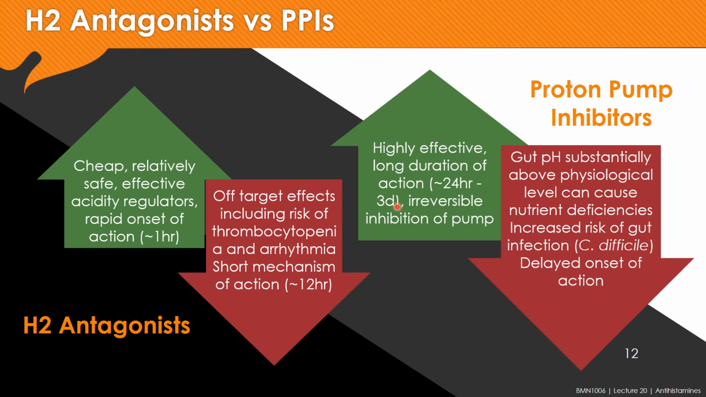to 3 days. But with the use of PPIs, pH can increase, therefore you will get indigestion leading to nutrient deficiency. At the same time, there's an increased risk of getting infection with C. difficile as the pH is not so acidic. And this drug is a slow-acting drug as compared to the H2 antagonist.